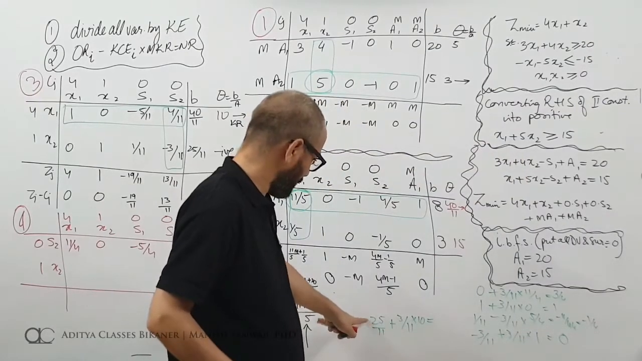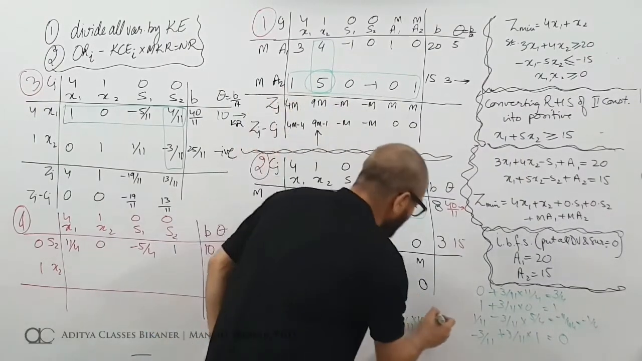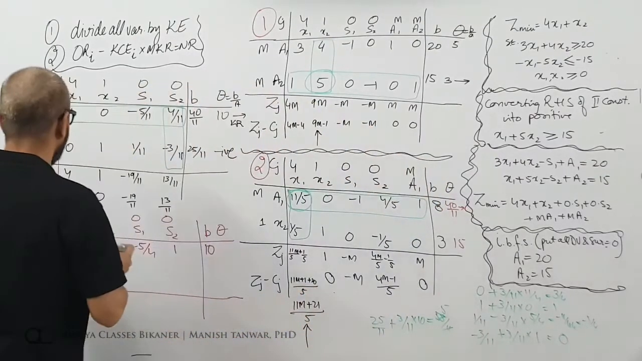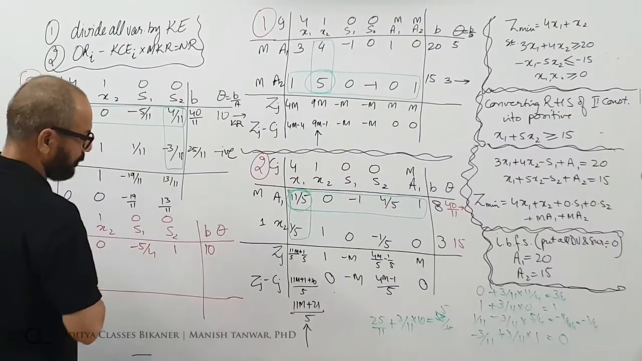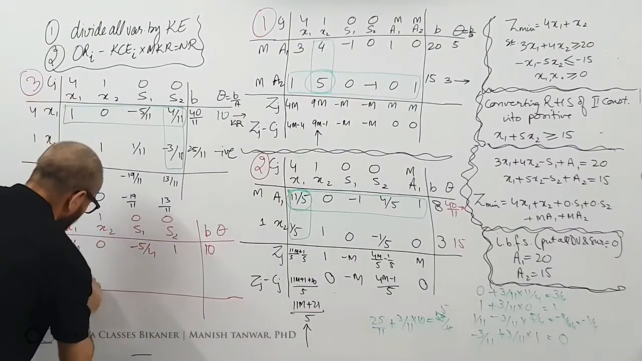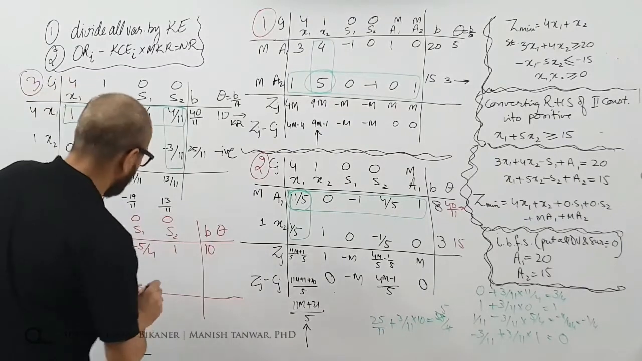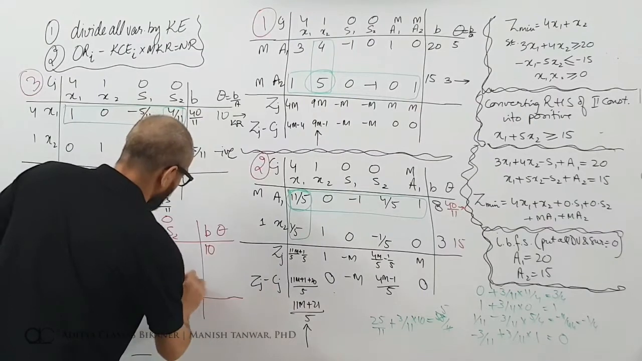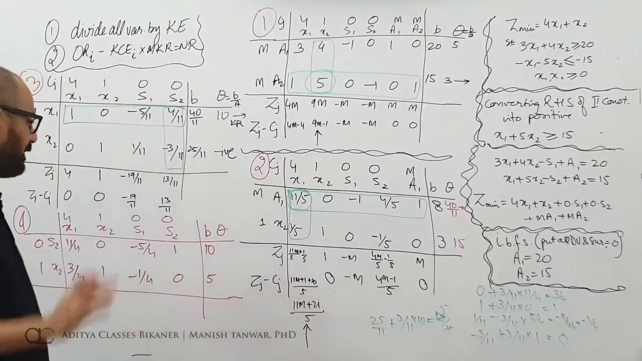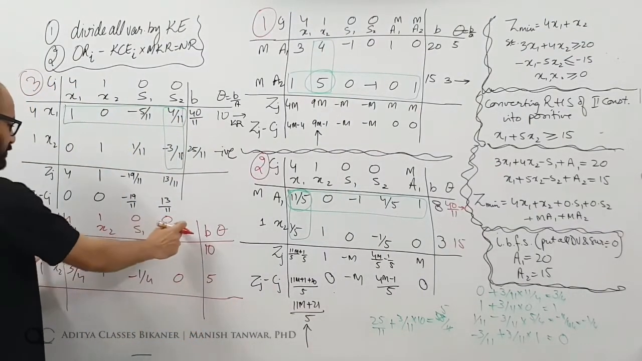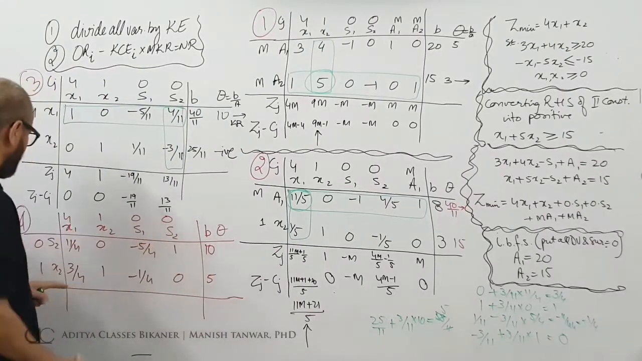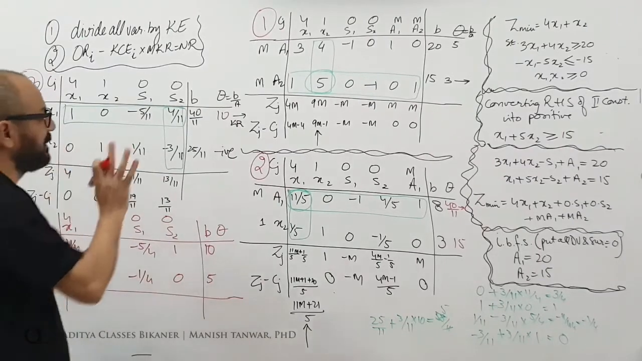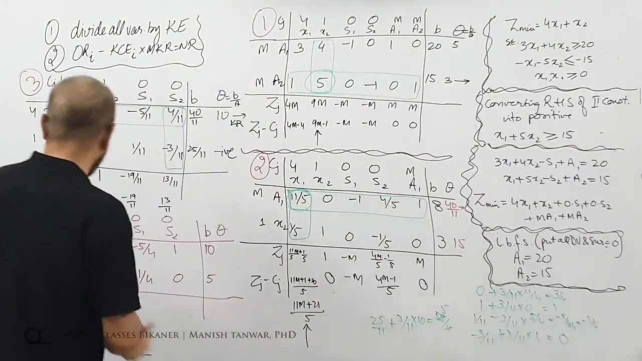And then this is 25 plus 30, that is 55 by 11, making it 5. So what do we get? We get 3 by 4, 1, minus 1 by 4, then there is a 0 and 5. This is my new table. Let me check it. S2 column is 0, X2 remaining column is 0. So it looks like our tables are correct.